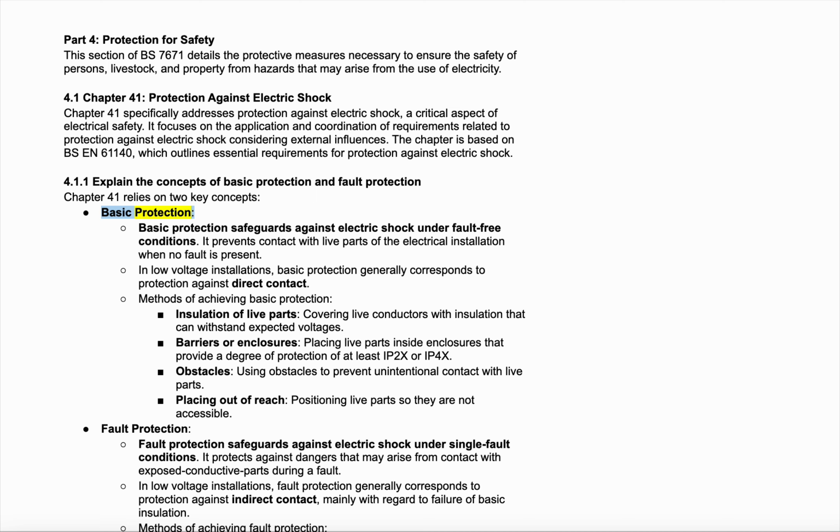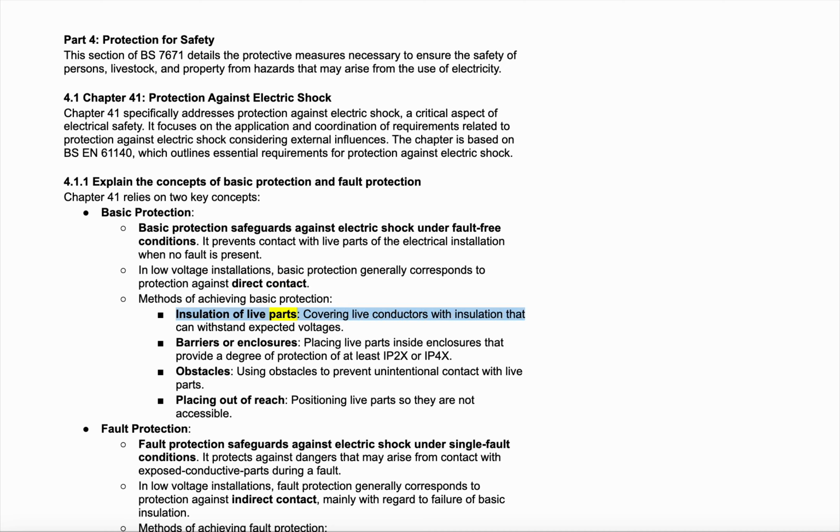Basic protection. Basic protection safeguards against electric shock under fault-free conditions. It prevents contact with live parts of the electrical installation when no fault is present. In low-voltage installations, basic protection generally corresponds to protection against direct contact. Methods of achieving basic protection.